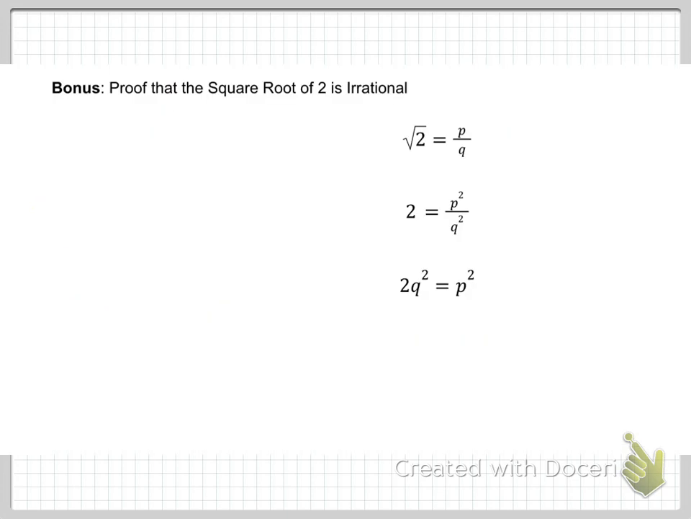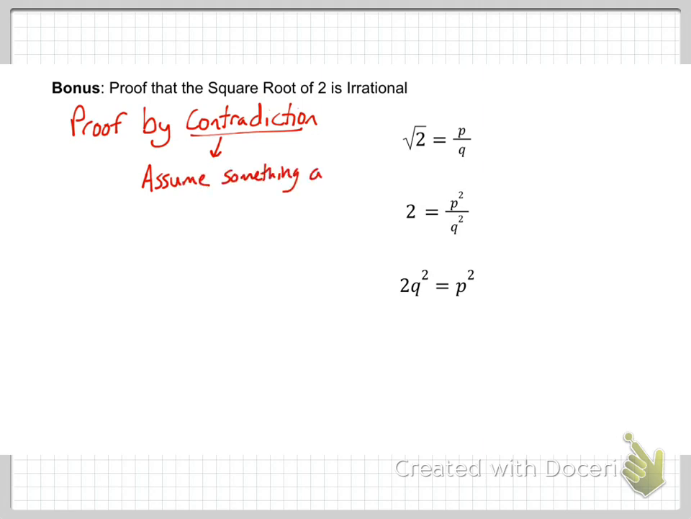All right. Now for a little bonus. This is the proof that the square root of 2 is irrational. A lot of people go, well, maybe we just haven't found it yet. But we even have a proof that it cannot be. Now we're going to use proof by contradiction in this part. This means that we're going to assume something is true, and we're going to show that it's impossible.